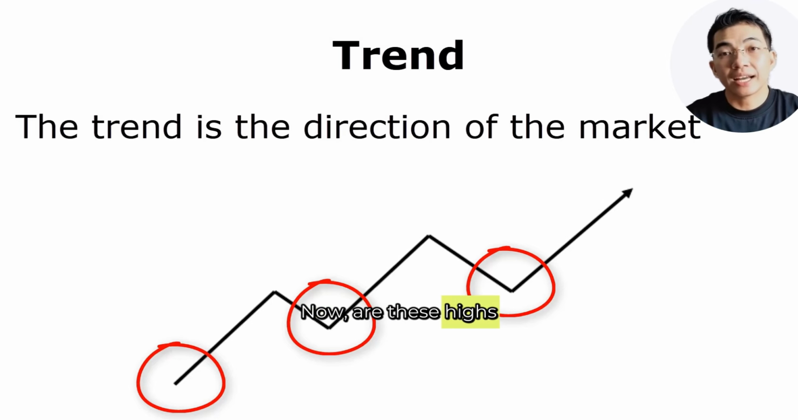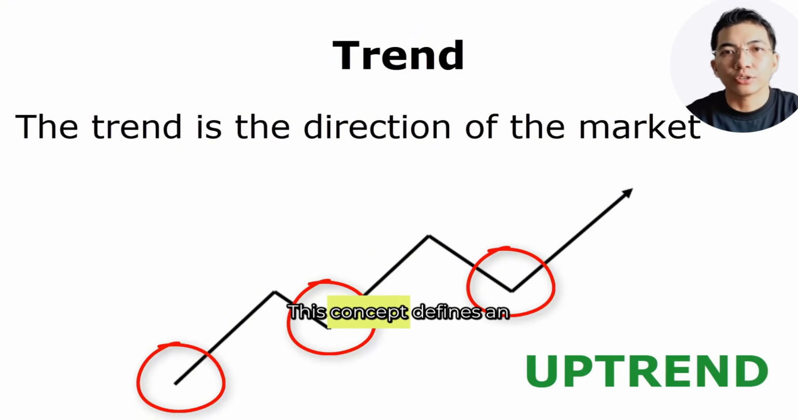Now, are these highs and lows growing? Yes, the second low has a higher price than the first one, and the third low has a higher price than the second one. The same thing goes for the highs. So you can say that the price is not going up in a straight line, but overall, the price is going up because new highs and new lows are higher than the previous ones. This concept defines an uptrend.